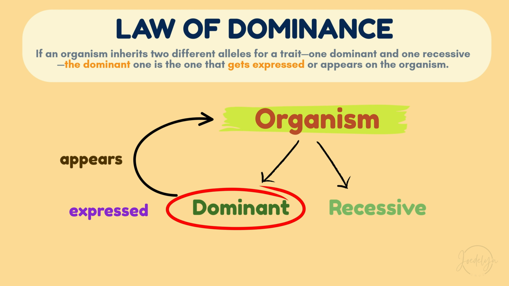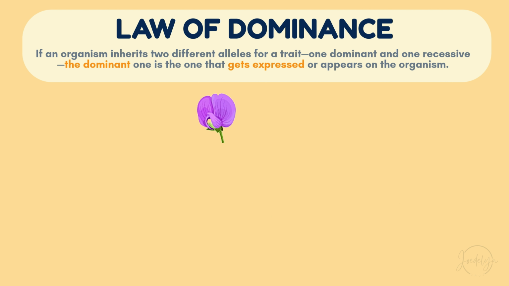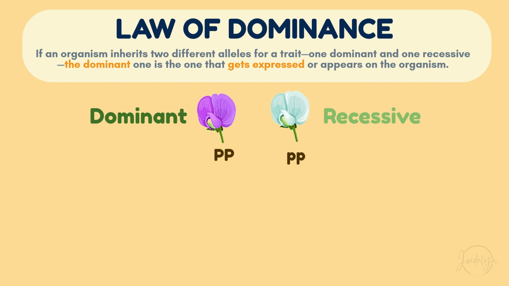For instance, in Mendel's experiments with pea plants, some plants had purple flowers with both big letter P to represent dominant alleles, while others had white with both small letter p to represent recessive alleles. The purple flower allele is dominant, while the white flower allele is recessive. As a result, even if a plant inherits one purple and one white allele, it would still show purple flowers because purple is the dominant allele.